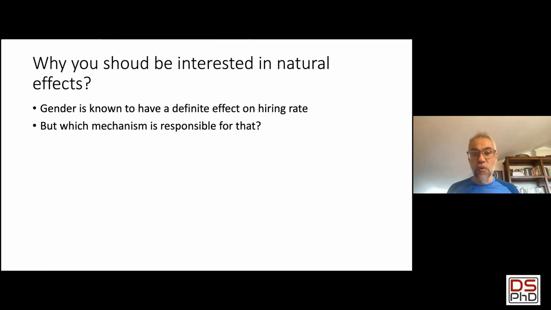rates. The fact of me being a male or a female, or as it is possible in recent years, a linear combination or nonlinear combination of the two, has a definite effect on hiring rate. But which mechanism is responsible for that? Because I can imagine at least two pathways that can lead to this kind of effect.